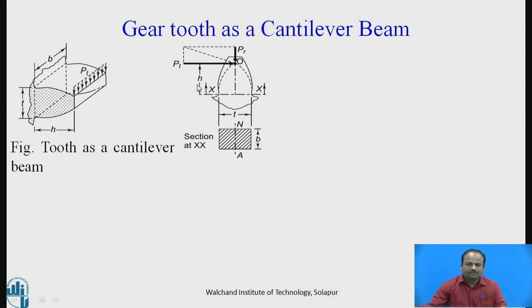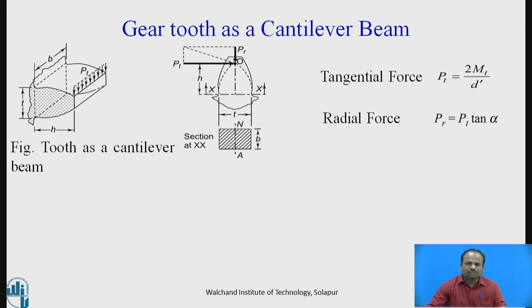So here this is the front view of that particular tooth. Here Pt and Pr are the tangential and radial force respectively, and this is the x-axis section, and T is the thickness of the tooth, B is the breadth over here. The tangential force we can calculate as Pt is equal to 2 Mt upon d, and the radial force Pr is equal to Pt tan alpha.